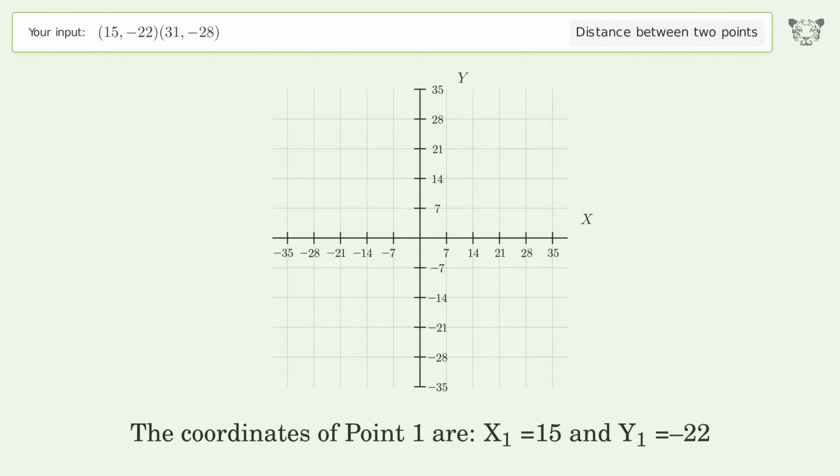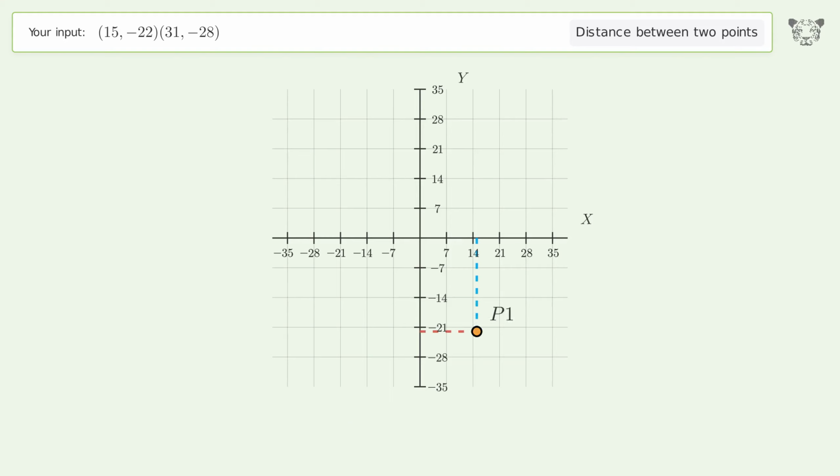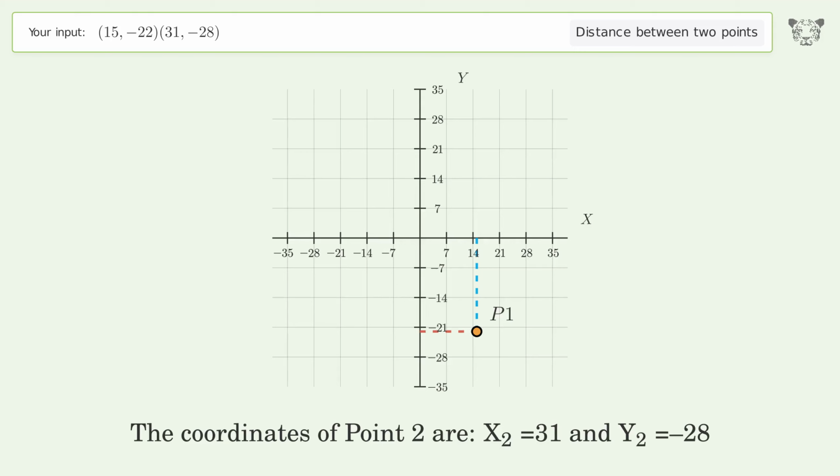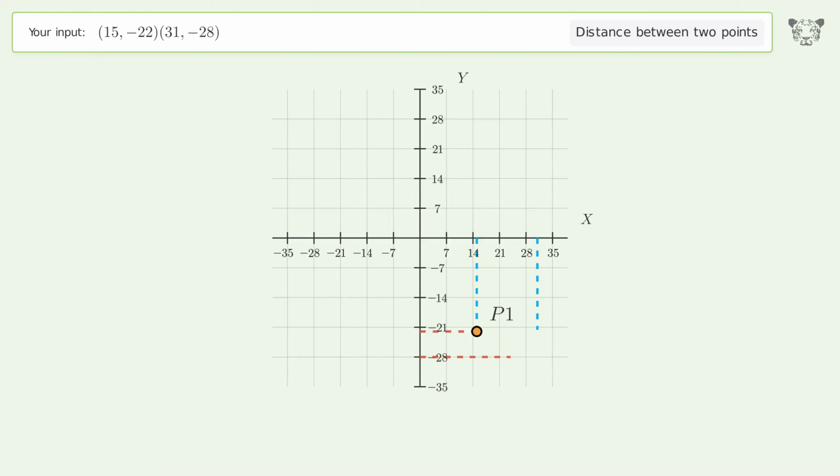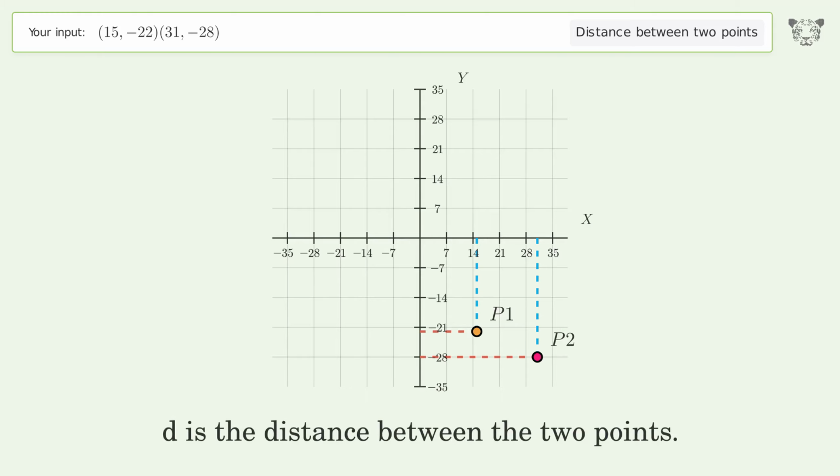The coordinates of point 1 are x1 equals 15 and y1 equals negative 22. The coordinates of point 2 are x2 equals 31 and y2 equals negative 28. D is the distance between the 2 points.